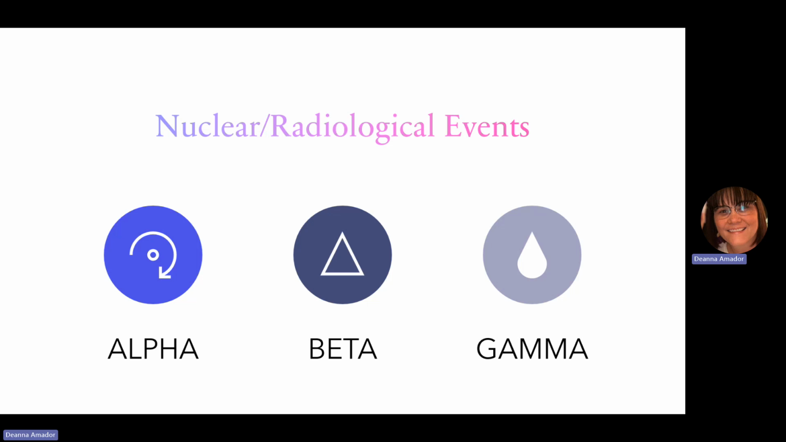All right, nuclear and radiological events. Here you have alpha, beta, and gamma rays. Radiation is basically all around us. It's present around us all the time. People are exposed to small amounts of radiation every single day. This can come from natural things like the sun, or from man-made sources like televisions, microwaves, X-ray exams, things like that. So just know people are exposed to small amounts of radiation every single day.